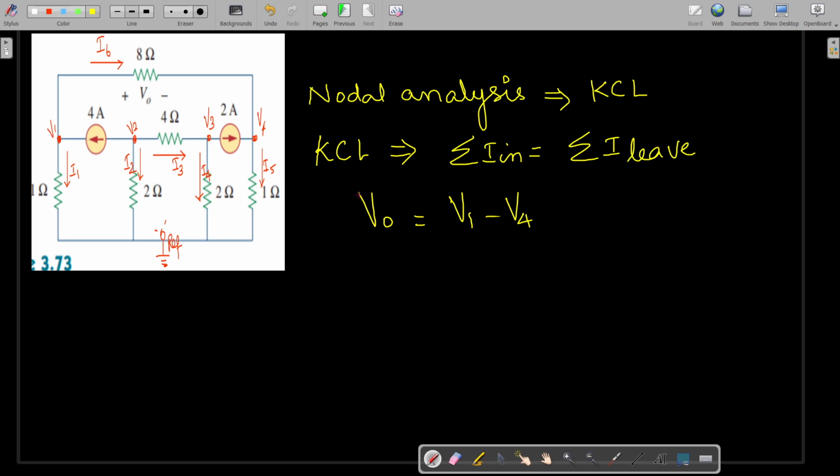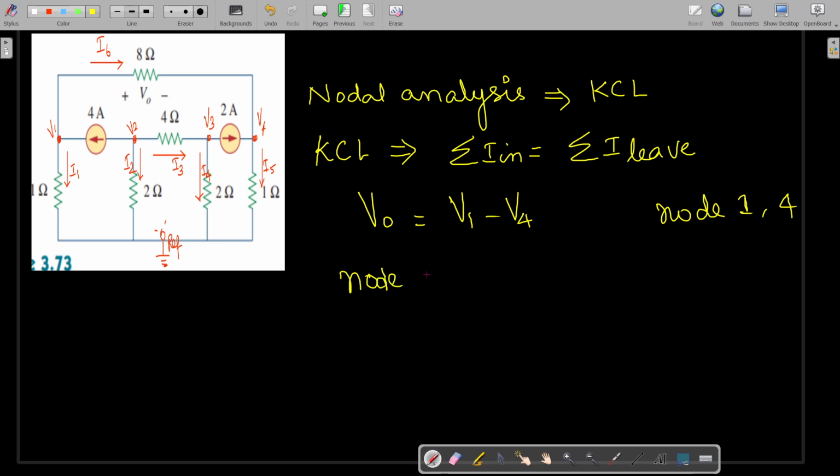When you use nodal analysis, we apply KCL, and here we have 4 nodes. So we are going to apply KCL for node 1 and node 4 alone initially. Using that procedure, if we are able to find out this V0, it is well and good. Otherwise, we'll go for applying KCL to the remaining nodes V2 and V3. Okay, so first let's get started.